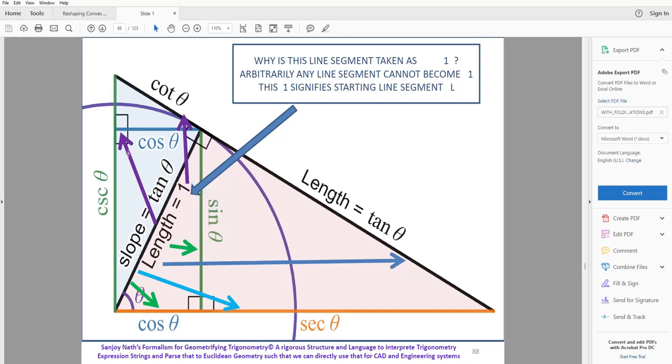Similarly, when we are consuming the same line segment L as the base and constructing the perpendicular, then automatically the hypotenuse sec theta is generated. So tan theta and sec theta are complementary to each other. In the same way, when we consume the same line segment as the perpendicular and construct the base, then we are using cot theta and automatically the hypotenuse is constructed, which is cosec theta.